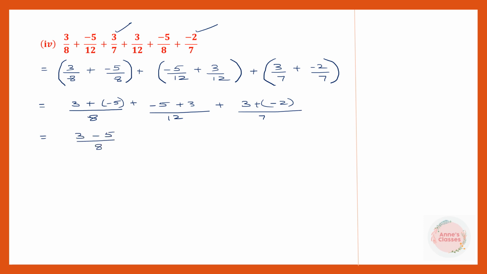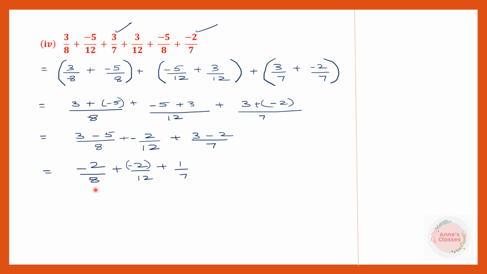Then here we have minus 5 plus 3. Signs are different, so we put the sign of the bigger number and we subtract, so that becomes minus 2. 5 minus 3 is 2, minus 2 by 12 plus 3, remove the bracket, minus 2 by 7. So here 3 minus 5, signs are different, put the sign of the bigger number and subtract. 5 minus 3 is 2, minus 2 by 8, minus 2 by 12, and here what do we have? 3 minus 2 is 1, 1 by 7.